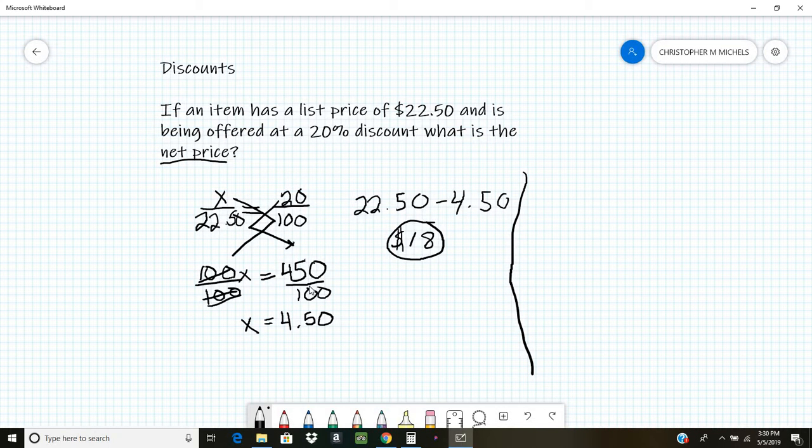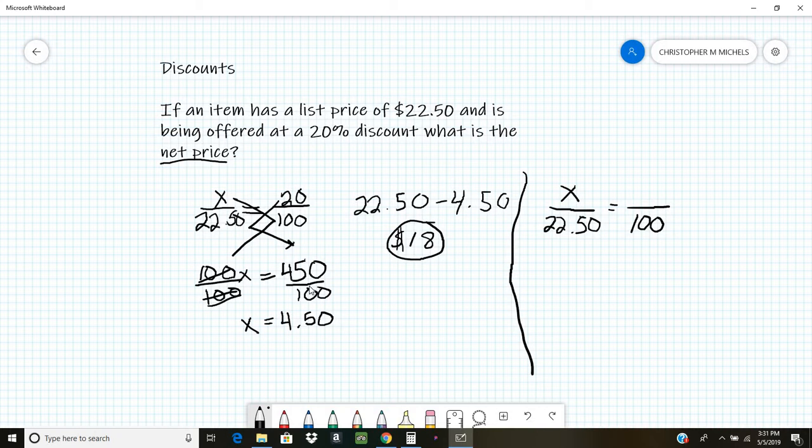If I set up a proportion again, if I set up my proportion as x over 2250, and this equals some percent over 100. Now, all percent increases and decreases can be solved this way.